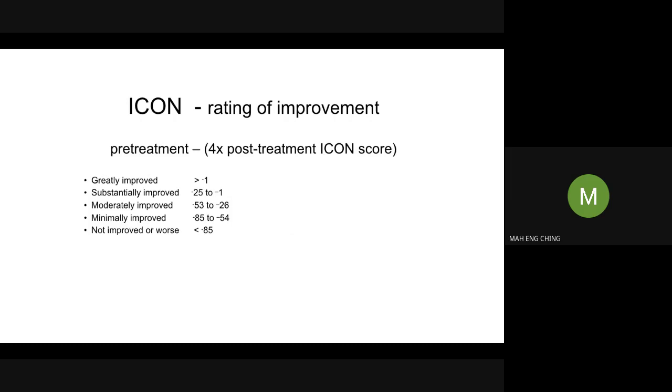Of course, we have the pre-treatment score, then minus the post-treatment score times 4, then we have less than -1, then less than 25 to -1. Based on the score, they give you whether it is improved, minimally improved, no improvement, worse, or greatly improved. Same with the pass score.